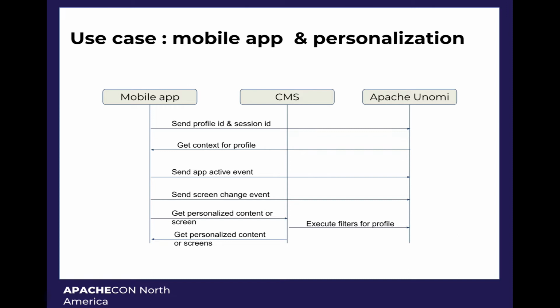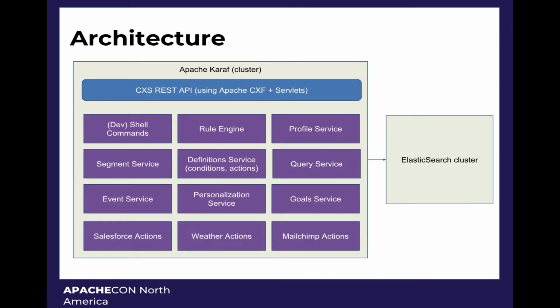And of course, if you plug in a CMS, you could say, okay, now give me a custom screen for this user, or a custom button, or whatever you want. The way you do that is that you execute filters for the profile. You tell Unomi, does this person match such and such condition? And you can build whatever you want. It's really easy to do. The event system is quite simple.